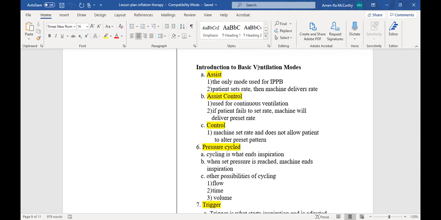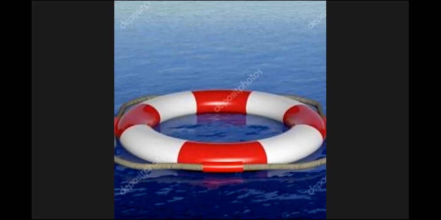If a patient is in assist control, then that is used for continuous ventilation. That's somebody who cannot breathe on their own. They are on life support, and we are delivering them breaths, volume, oxygen, right? And we're delivering it constantly, right? So I'm going to stop my share and show you something on the board.